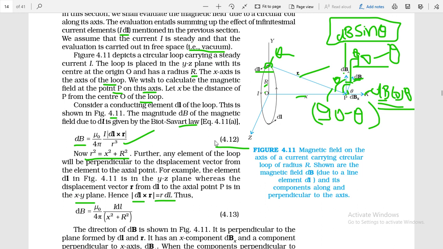So you can write equation 4.12 as dB is equal to mu naught upon 4 pi into I times the value of dl cross r, upon the value of r square. If you put dl cross r equal to r into dl, one of the r is cancelled from r cube, and you will get mu naught upon 4 pi, I dl by r square, and then you can replace small r square by x square plus R square. So this is equation number 4.13.